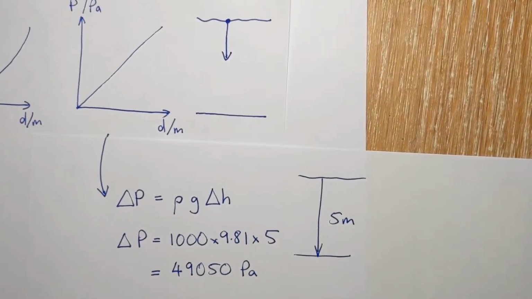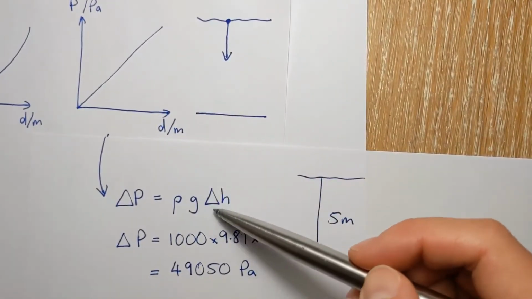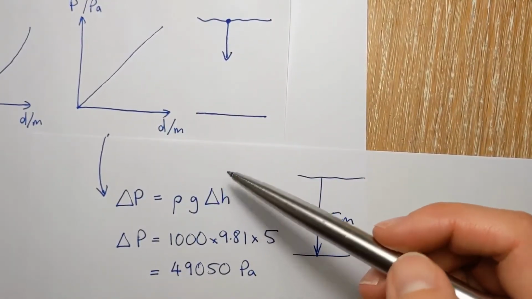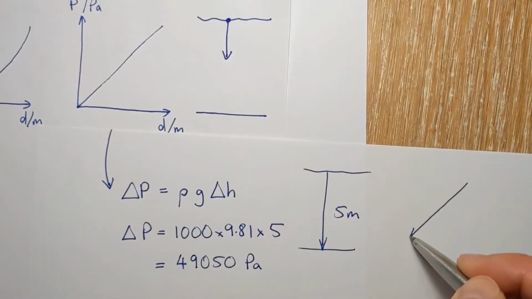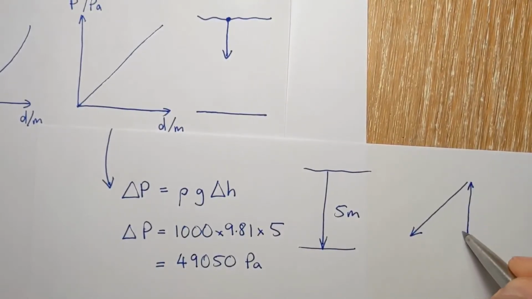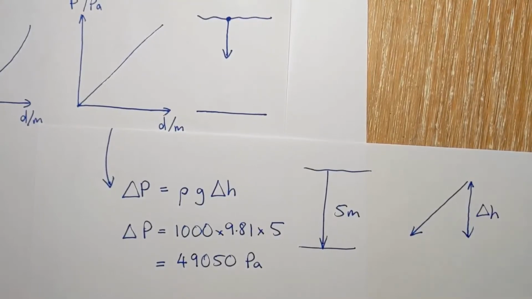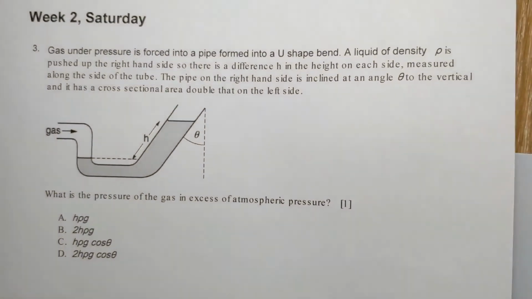Now, the very important thing to note here is that this change in height is the change in vertical height. So if you were water going down a pipe like that, it's not this distance that matters. It is actually the vertical height that you have dropped by. And bearing that in mind, have a go at this question.